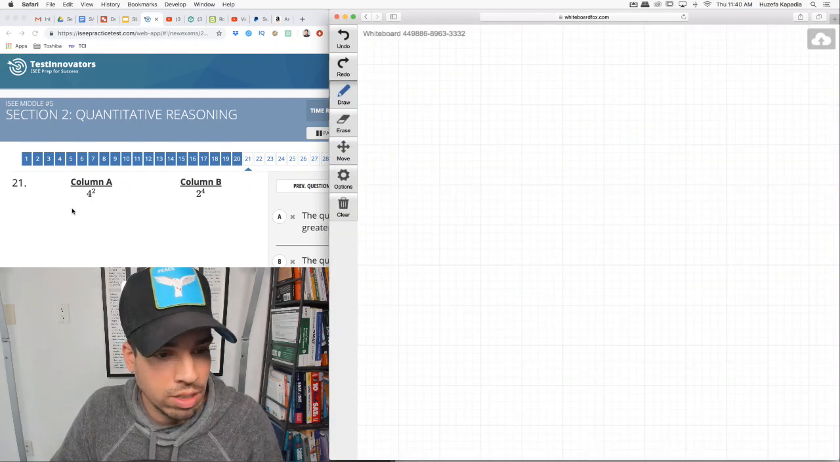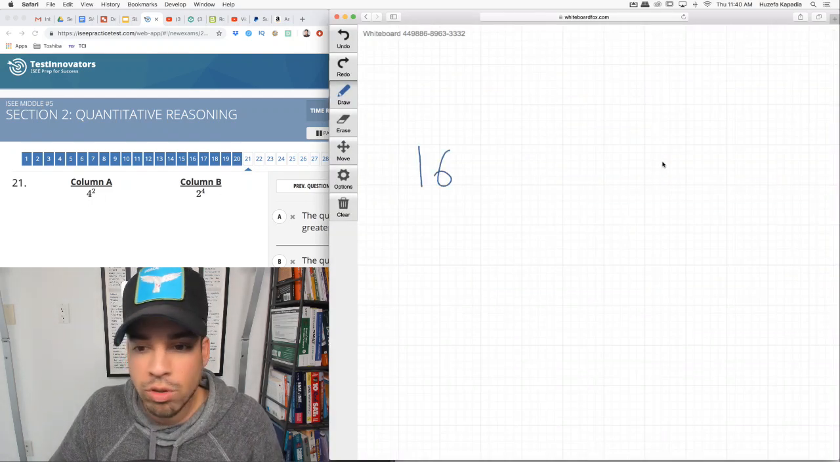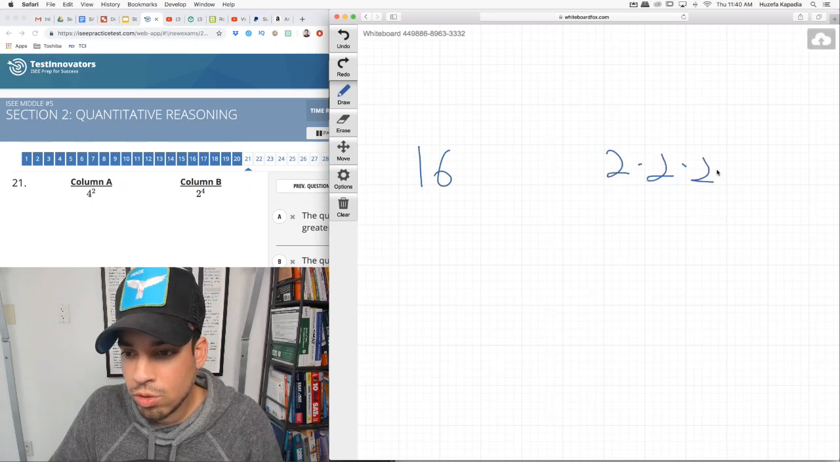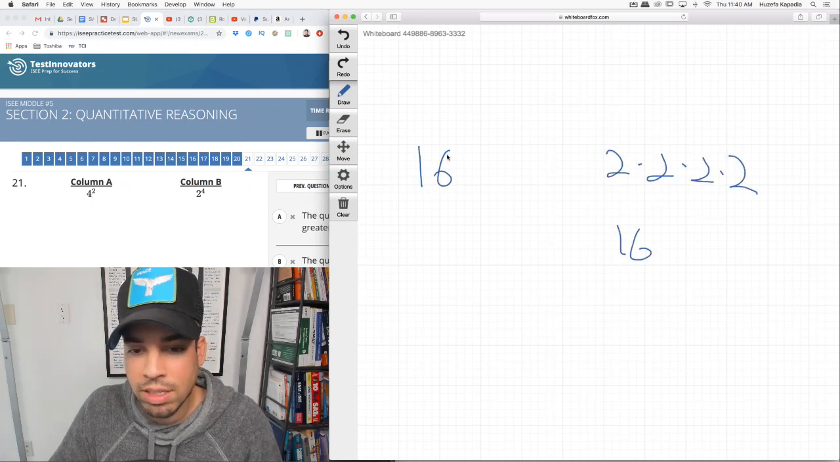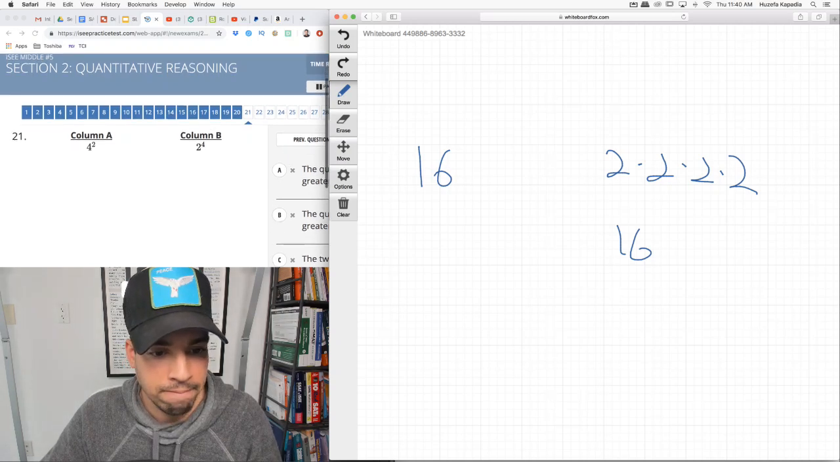Next, all right, now we're in the quantitative comparisons. 4 squared is 16. 2 to the 4th is 2 times 2 times 2 times 2. That's how we do exponents, which is 16. They are equal. Okay.